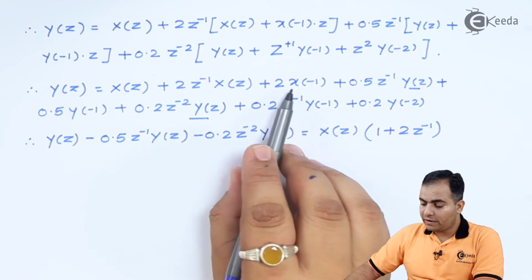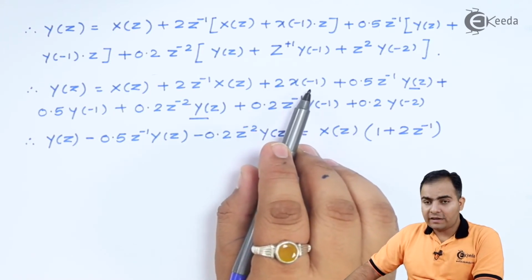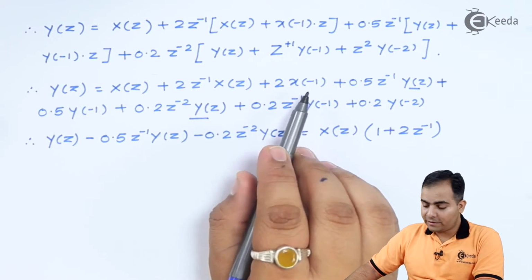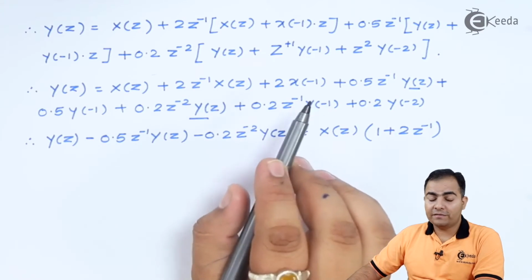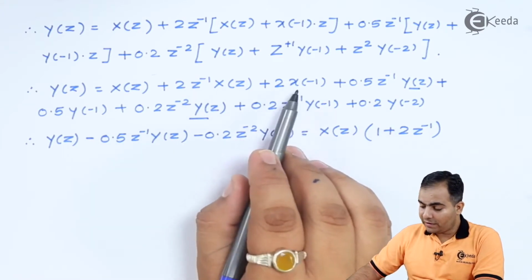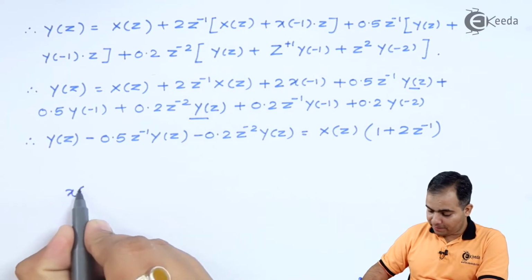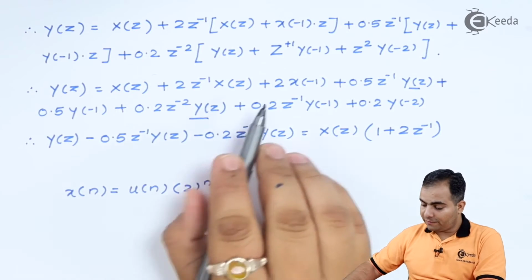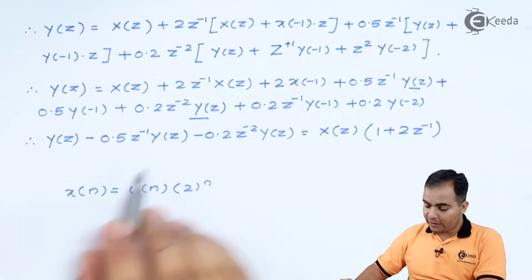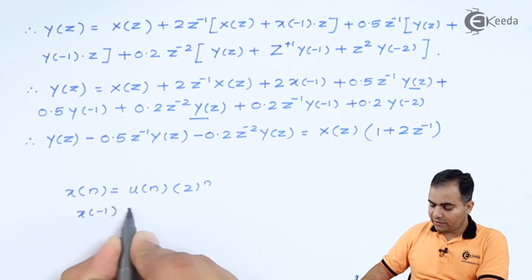Now x of minus 1 means the value of the unit step. In our question, the x of n value is already given, which is a unit step. Now if I substitute n equals minus 1 in this formula, what will you get? x of minus 1.